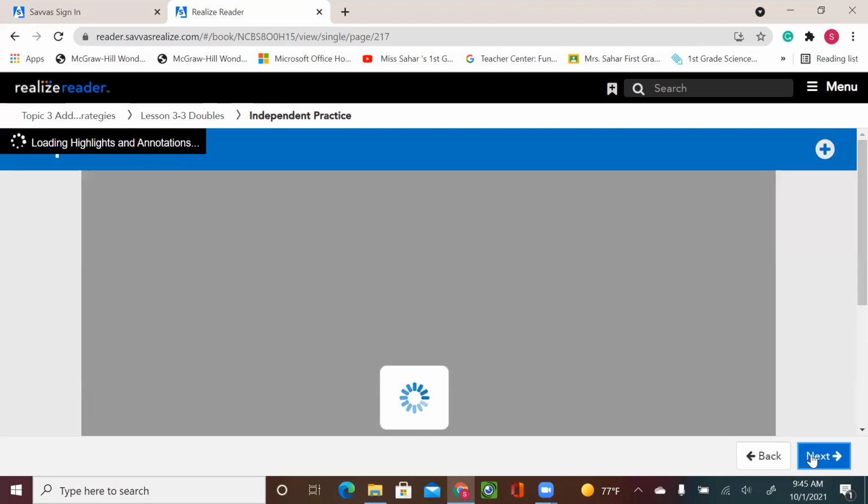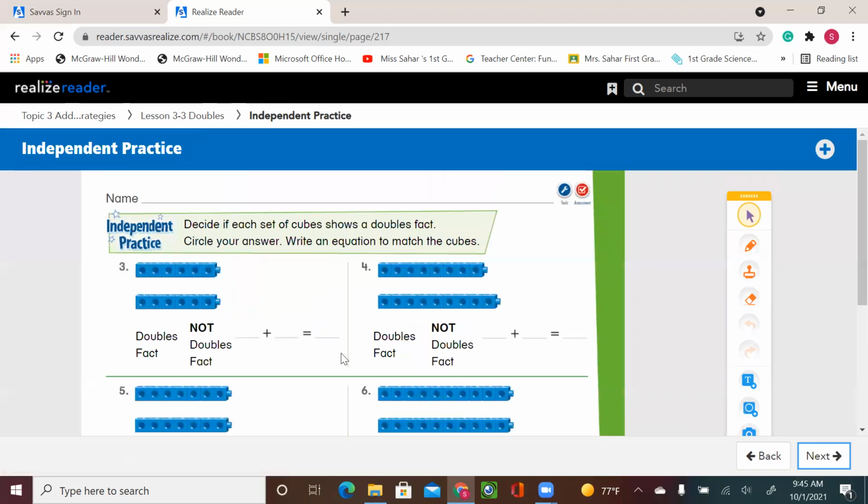Let's do together one more exercise and I'll leave you with the rest. All right, number 3. The side of each set of cubes shows a doubles fact. Circle your answer. Write an equation to match the cubes. Exactly what we did before. I have 2 sets of rows of cubes and I have to see if they are doubles fact or not.